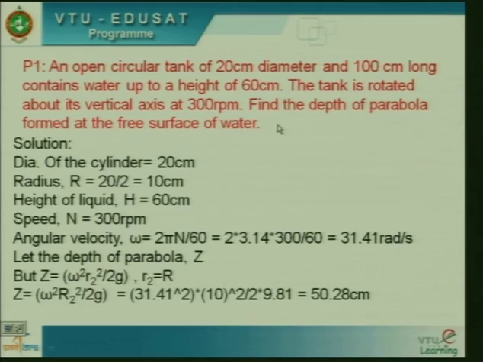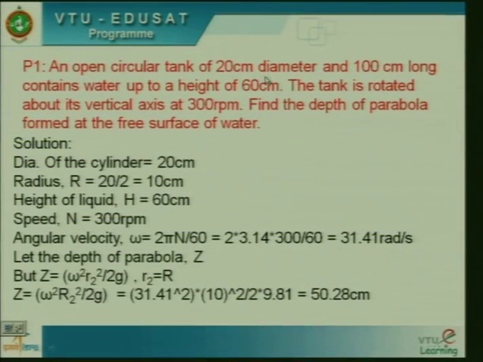Basically what you need to find? You need to find what is the value of x plus y. Okay. So an open circular tank 20 centimeter diameter, 100 centimeter long, contains water up to a height of 60 centimeter. The initial depth of water in the tank is 60 centimeter before start rotating. Now the tank is rotated about its vertical axis at a speed n of 300 rpm. Find the depth of parabola formed at the free surface of water. Let us see how to solve this problem.